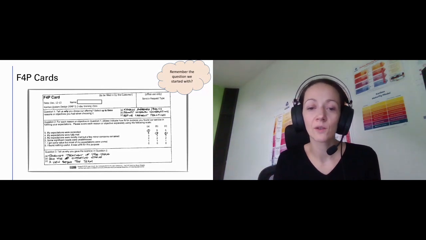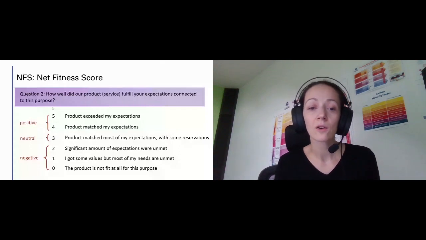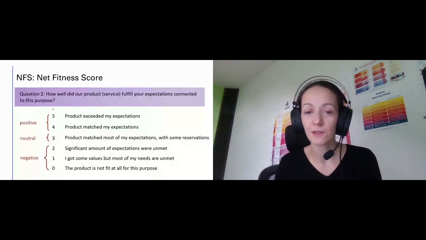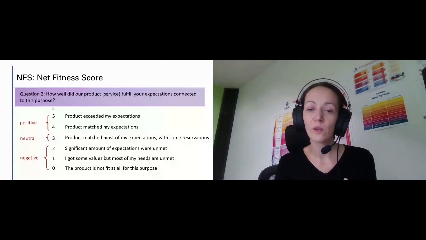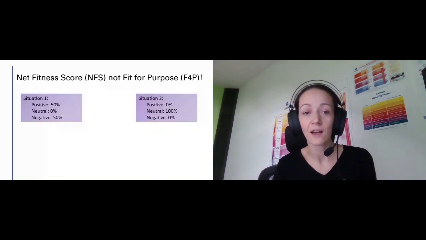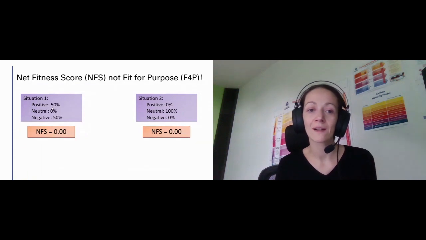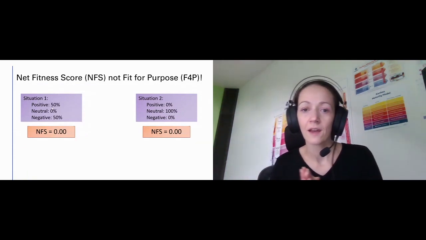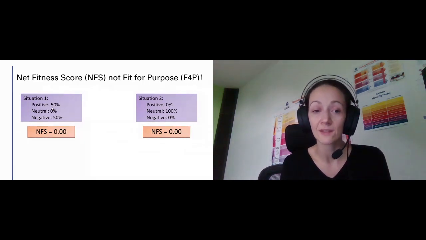it means that we either didn't meet any of the expectations of the customer, or some significant amounts of expectations were unmet. And what we have discovered over a few years of using this card is that we may have a situation where the net fitness score is the same number, but we have very different answers.